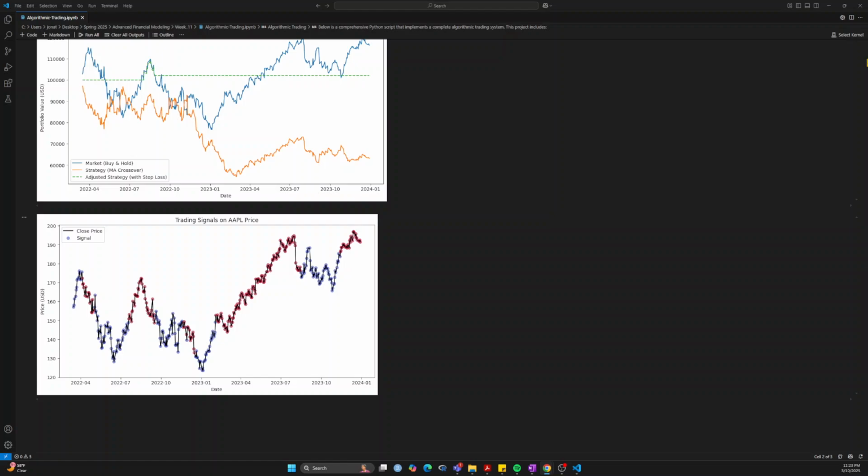In summary, the script demonstrates a complete algorithmic trading workflow, although simple, from data collection and strategy implementation to backtesting with risk management and performance evaluation. This end-to-end approach provides a clear framework for developing and testing trading strategies in Python.